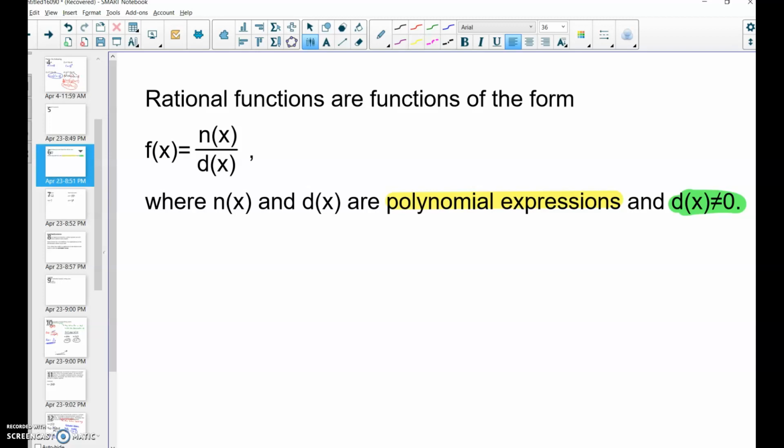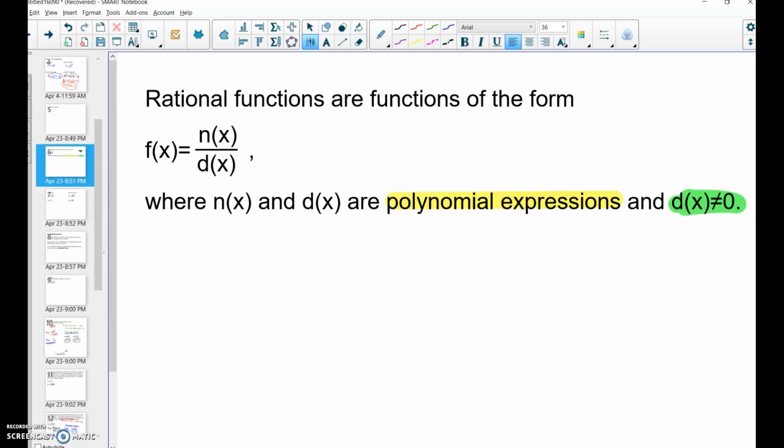So basically what that's saying is that you have two separate functions, one's on your numerator and one's on your denominator. Both functions, the n of x and d of x, have to be polynomial expressions. That means that you can't have any negative exponents if it's a polynomial. You can't have any fraction exponents if it's a polynomial. You can't have any like square root, cube root, anything like that. Okay, so that's going way, way back to when we learned about polynomial functions and expressions.